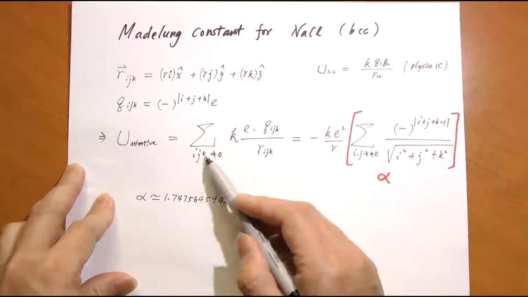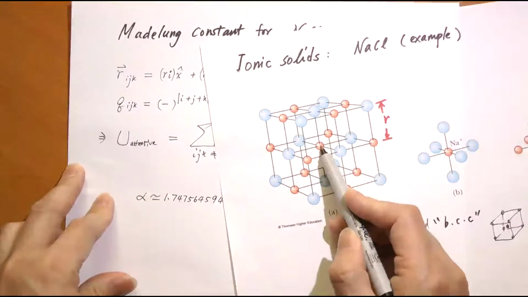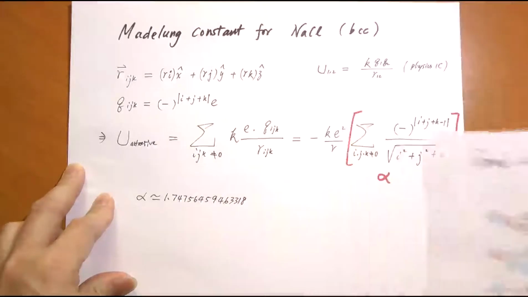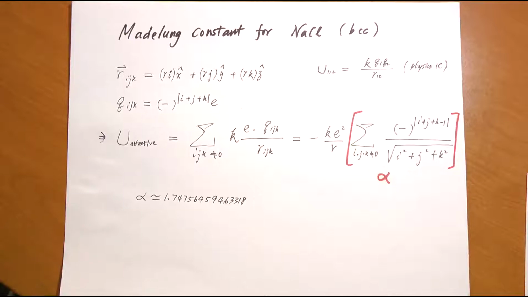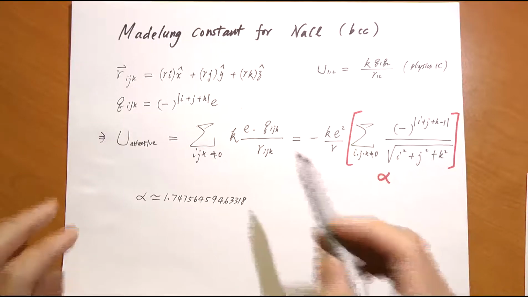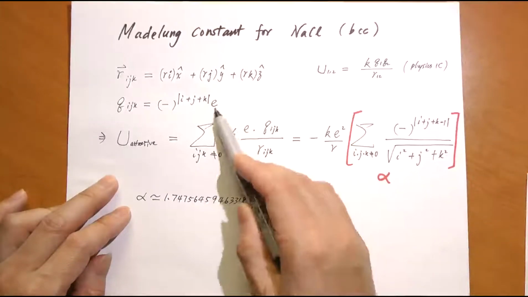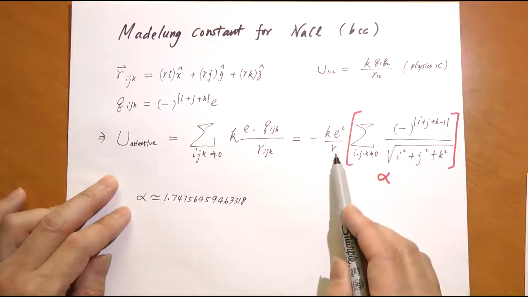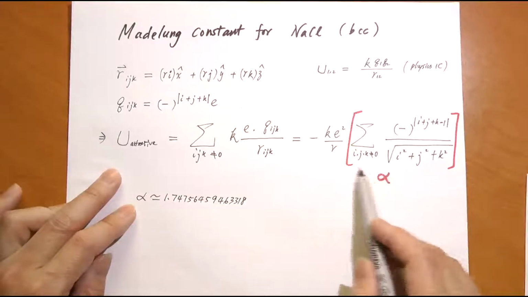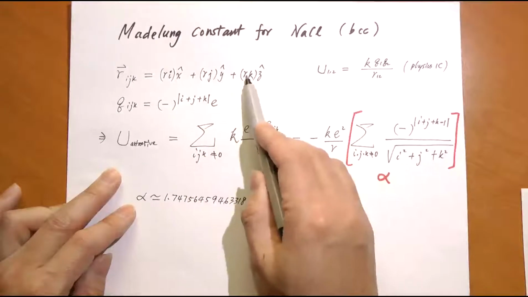But i, j, and k cannot be simultaneously 0, because then you go to the charge itself. You cannot do that. So you exclude the 0, 0, 0 term, but for all the other possibilities of i, j, k, you need to sum it up. So it's a giant sum. Let me take the constant out. There's an e here, there's another e here. Take that out: negative ke squared over r. And then you have this sum. I already took that r out, r out, r out.